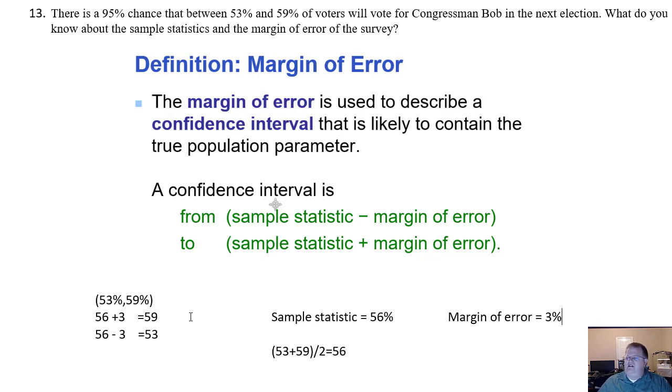Margin of error is a number we get based on the sample size. So how many people did we actually go out and talk to? Now, in our class, we don't worry about the calculation of where they got the margin of error from, other than what do we do with it. So when we get a sample statistic, we plus or minus the margin of error. That gives us the interval, the confidence interval, and gives us an idea about what the population is going to do.